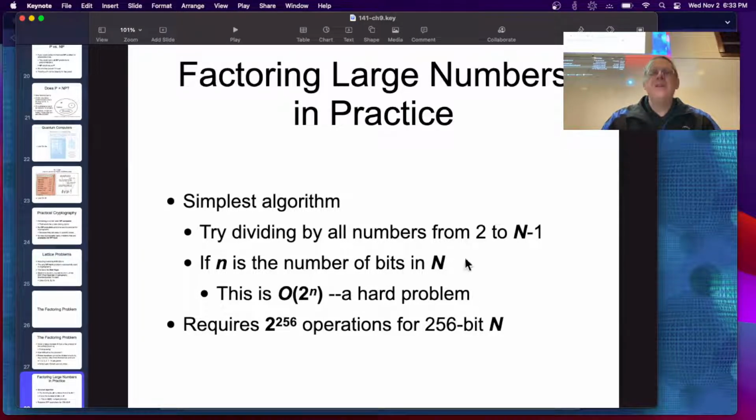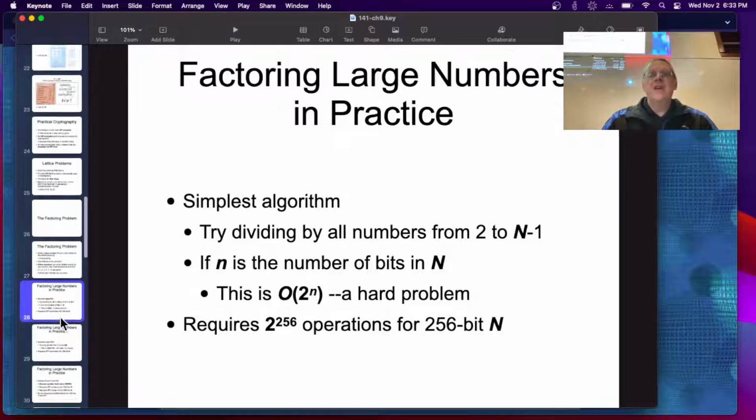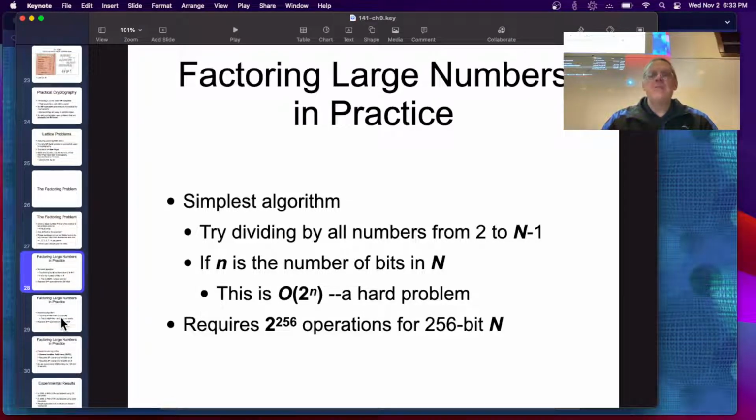If n is the number of bits in n. All right, so that would be a hard problem. If you had a 256-bit n, it would take 2 to the 256 operations to do it that way. So that would be an impossible task, and a good secure system, if that's what people had to do to get in.